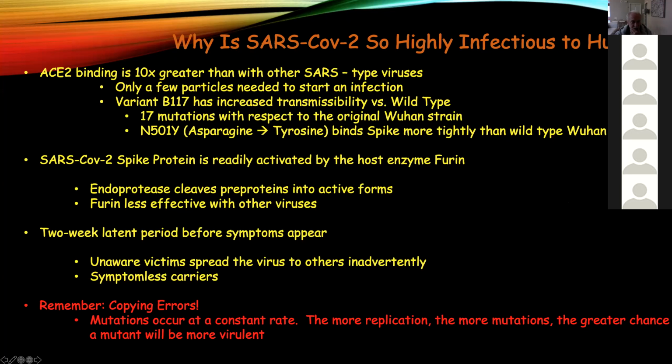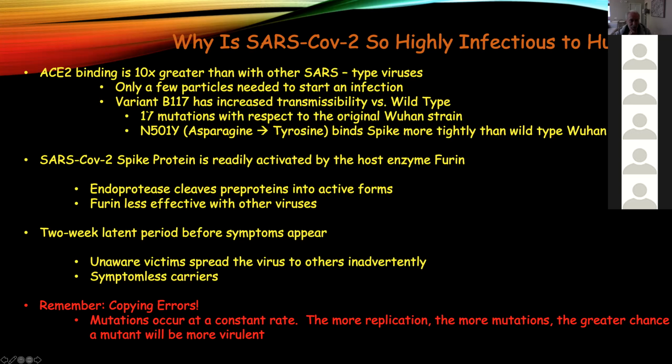The binding of ACE2 to spike is about 10-fold greater than with other SARS-type viruses. And what that means is that far fewer particles are needed to start an infection. So if you are exposed to most SARS-type viruses, you need a big dose in order to become infected. With SARS-CoV-2, you need a 10-fold lower dose in order to be infected. So only a few particles are needed.